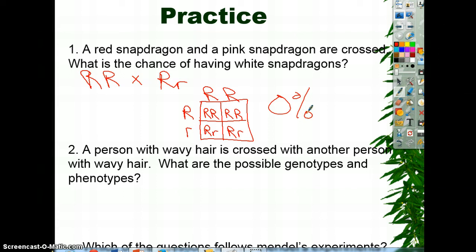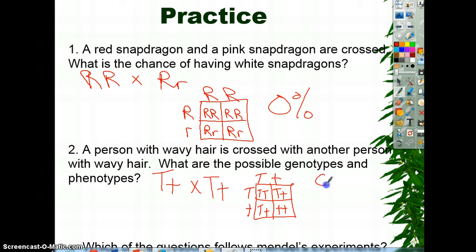A person with wavy hair is crossed with another person with wavy hair. Well, in the last PowerPoint, you learned that wavy hair was due to incomplete dominance. It's the mixture of curly and straight. What are the possible genotypes and phenotypes?